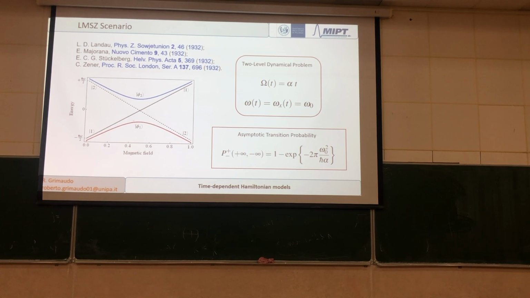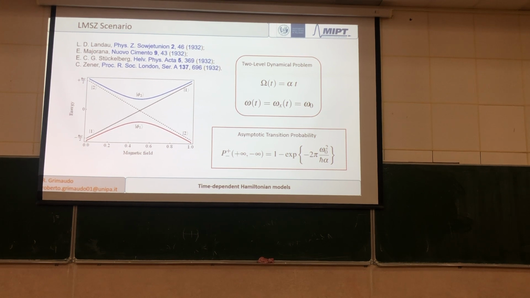So what does it mean? It means that if we start, for example, from level 1 at minus infinity, and we vary the magnetic field along the z-axis very slowly, our system follows time by time these eigenvalues, thanks to the fact that the dynamics is adiabatic. So at plus infinity time, our system will be in level 2. So we are producing a perfect transition between level 1 and level 2 of sigma z.